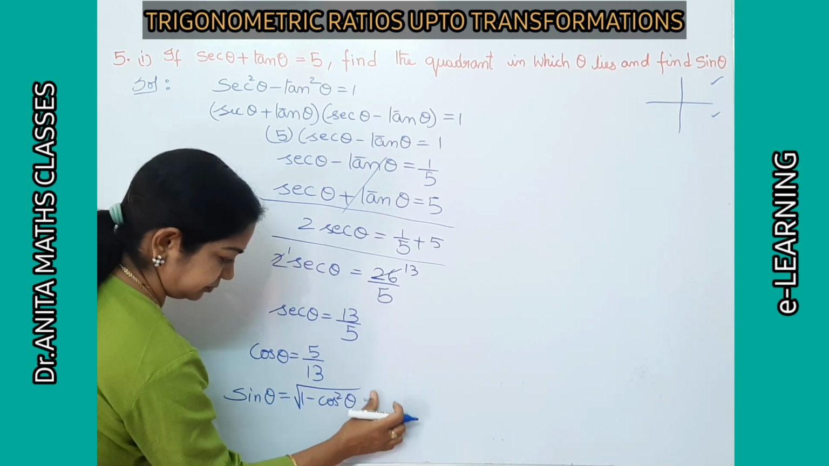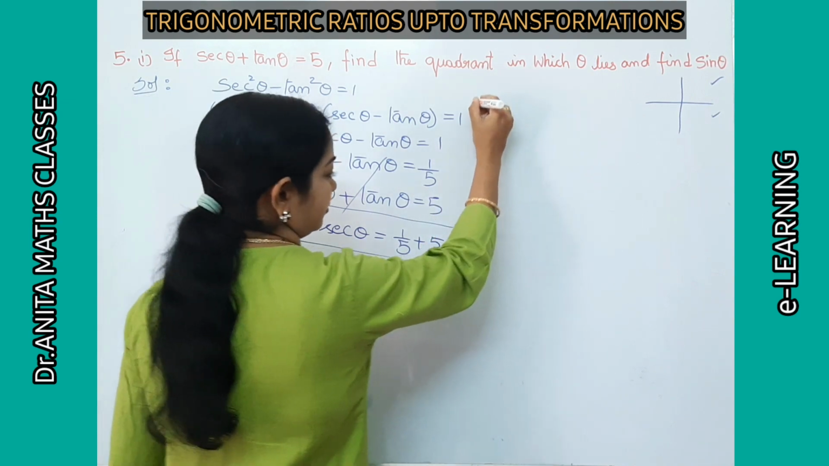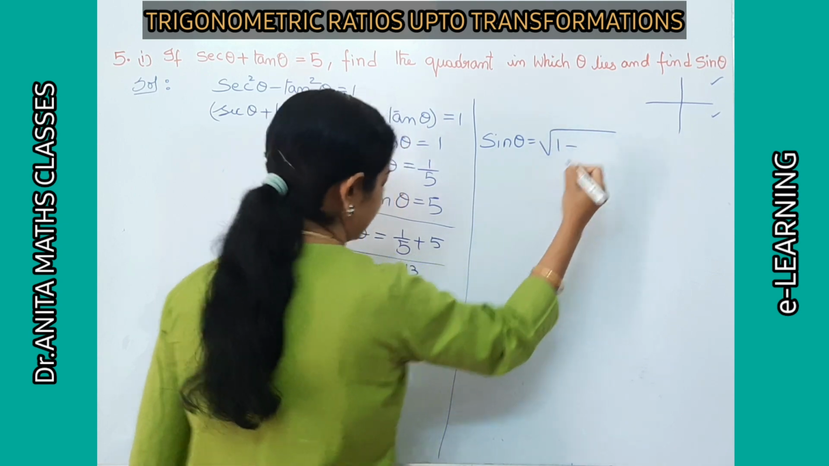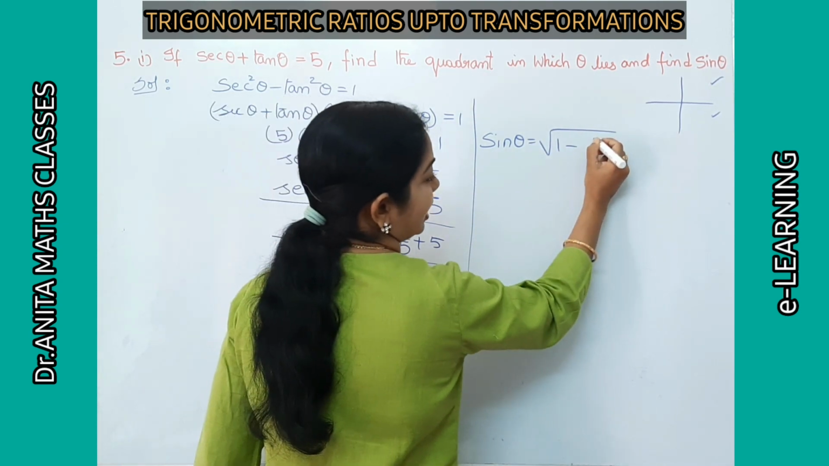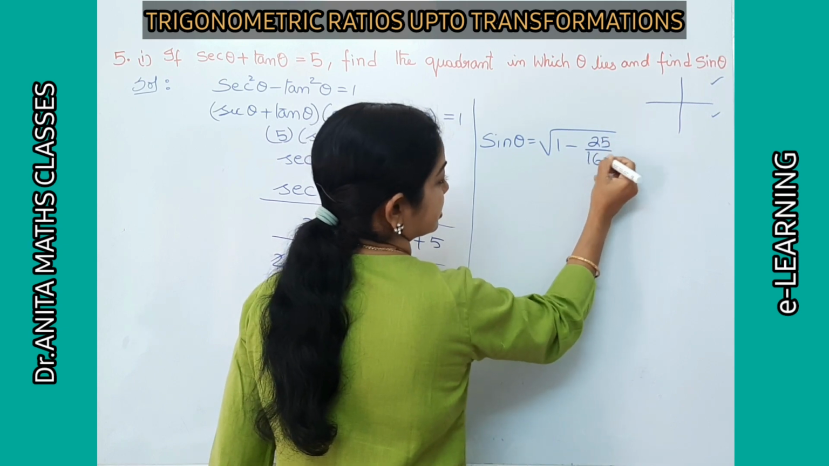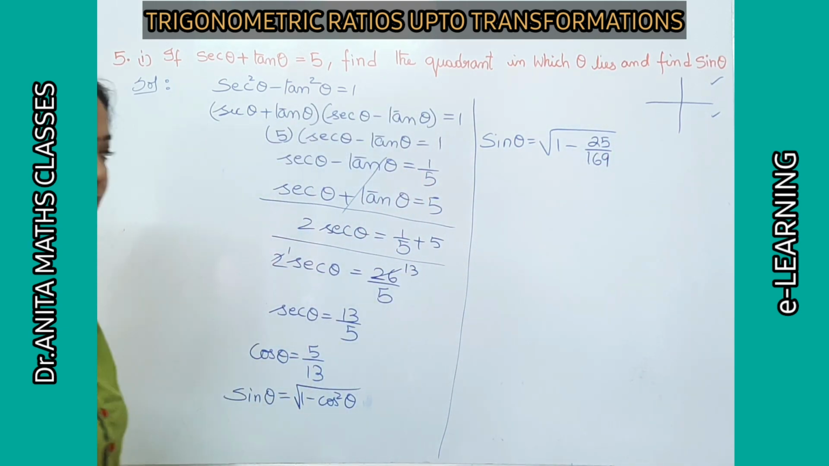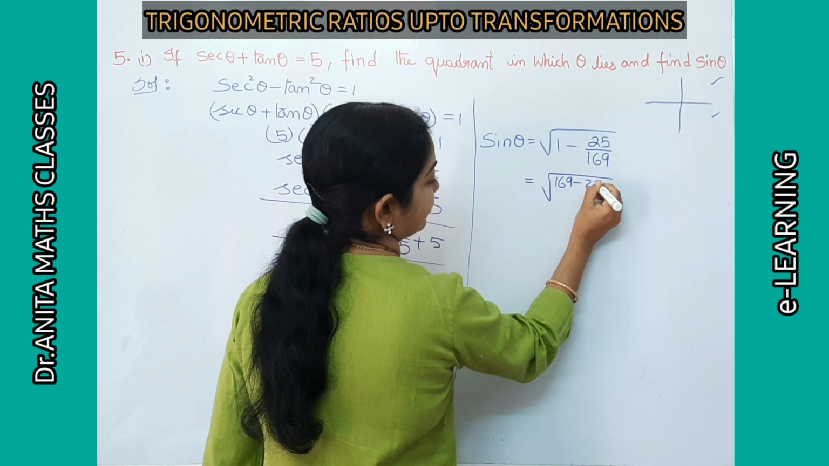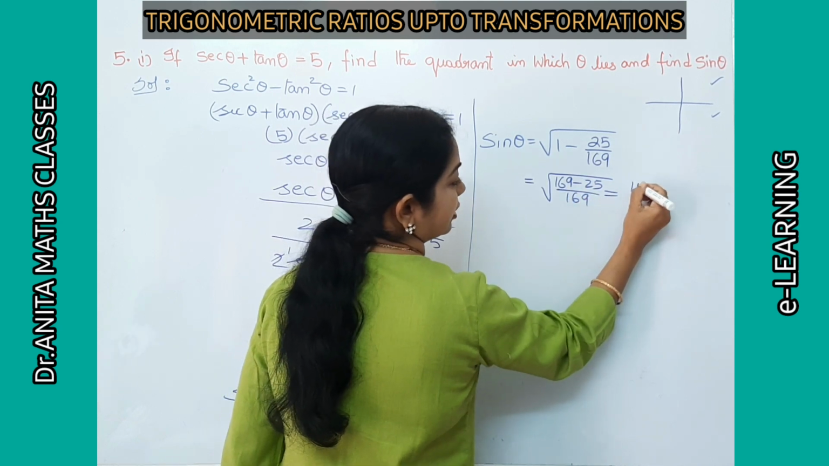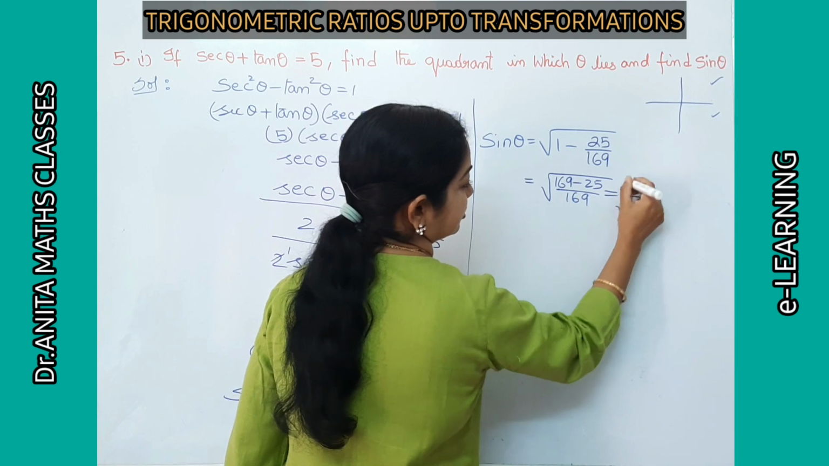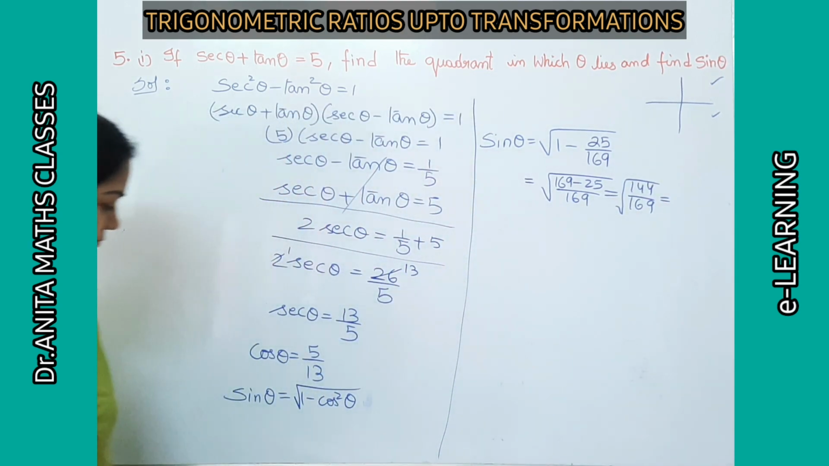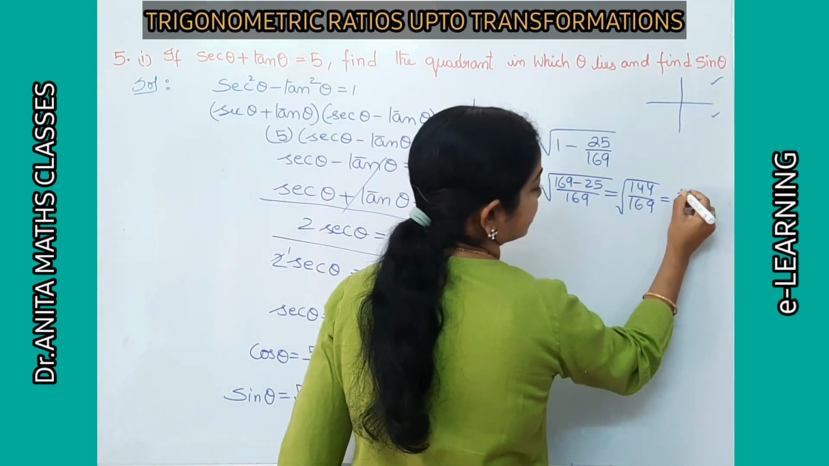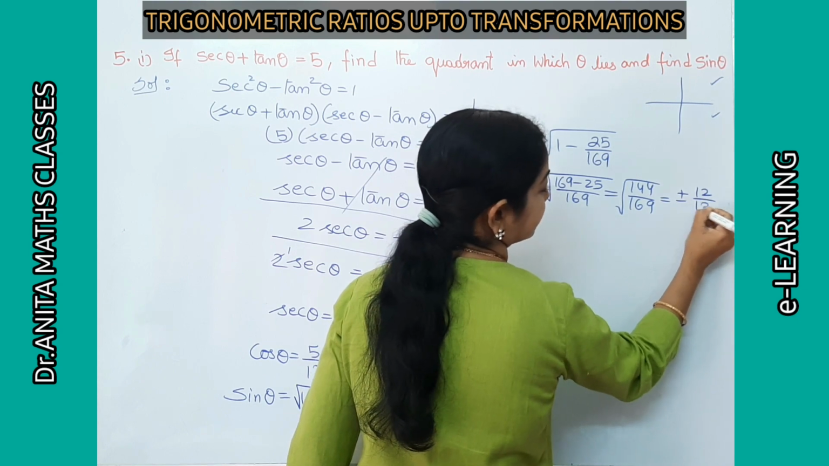So sin theta squared is 1 minus, and the cos theta value is 5 by 13, so the square is 25 by 169, that is 13 square and 5 square. Taking the LCM, we get 169 minus 25 by 169, so that is 144 by 169. So sin theta is plus or minus 12 by 13.